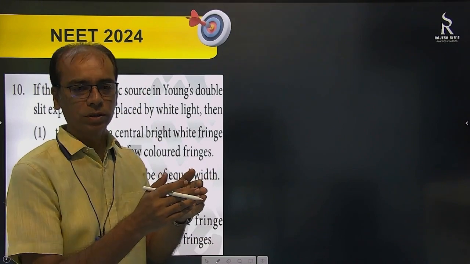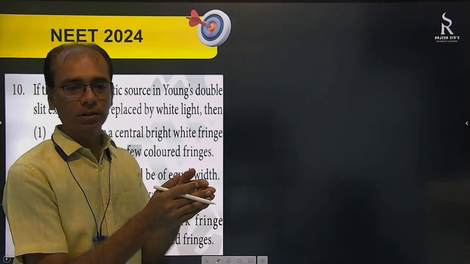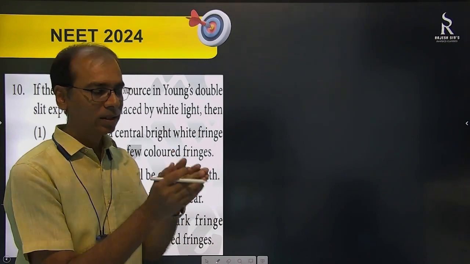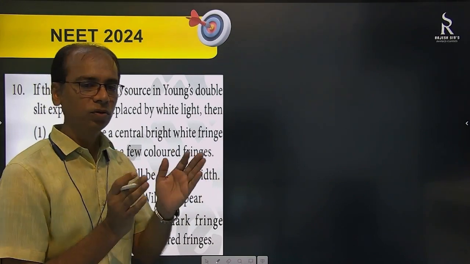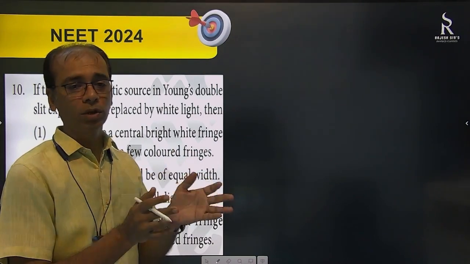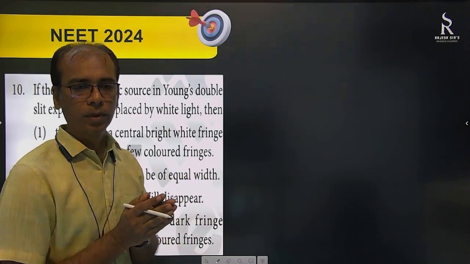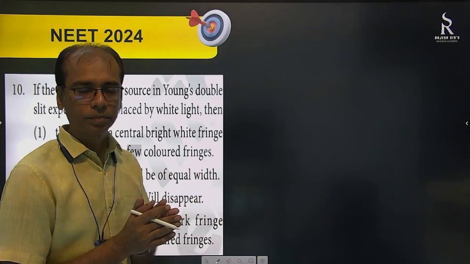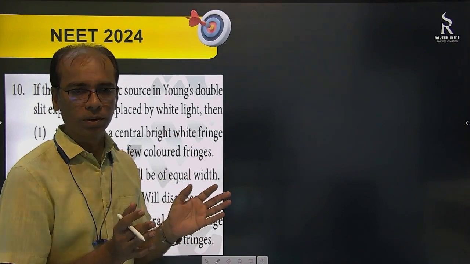From both the sources, the light travels the same distance. So at the central bright fringe, there is no path difference between the two, and no phase difference between the two. That means we are going to get a maximum for all the colors. If all the colors are there, then it will be white. The central maxima will be white. There is no doubt about that.